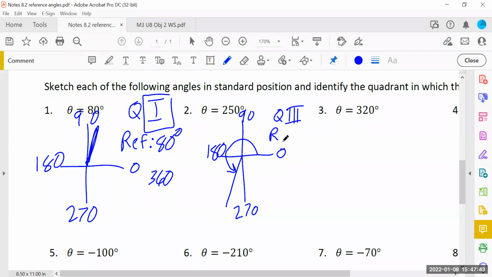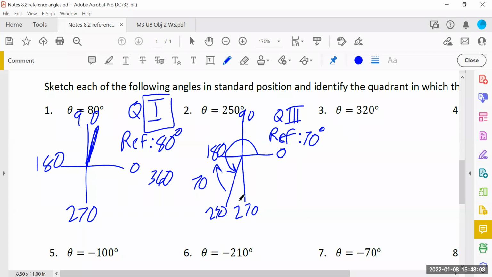And the reference angle here, how far is it to go back to 180? So if I'm at 250 here, 250 minus 180 is going to get me 70 degrees. 70 degrees to go back, that's my reference angle. That's the positive angle between 0 and 90.